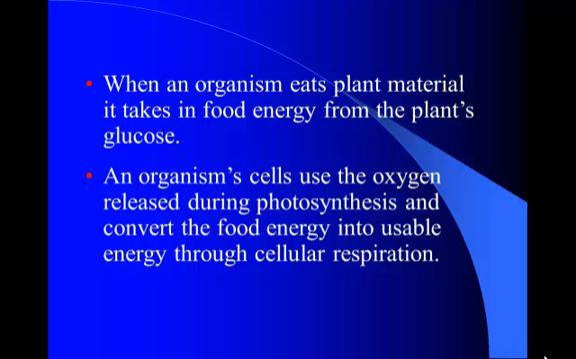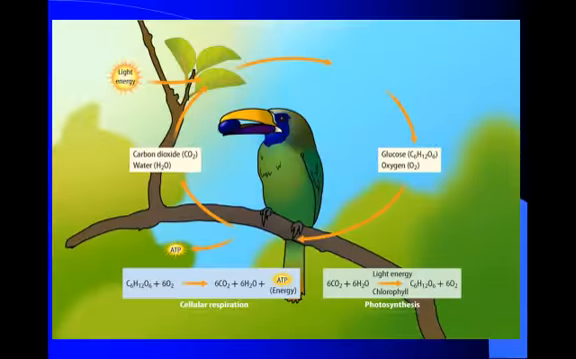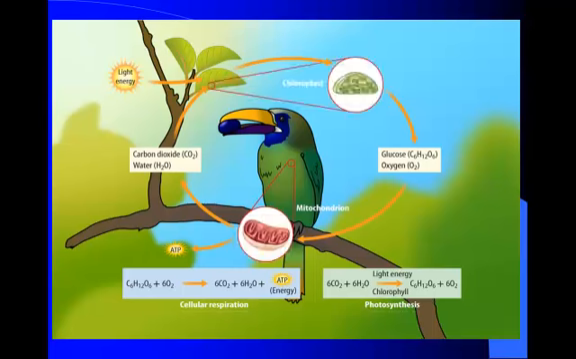An organism's cell uses the oxygen released during photosynthesis and converts the food energy into usable energy through cellular respiration. I love how God is so practical and he recycles. So let's look at this. Okay, well, here we got a bird. And that bird eats. He's eating a berry off the tree. So in that berry is sugar, glucose, that was made by that tree.